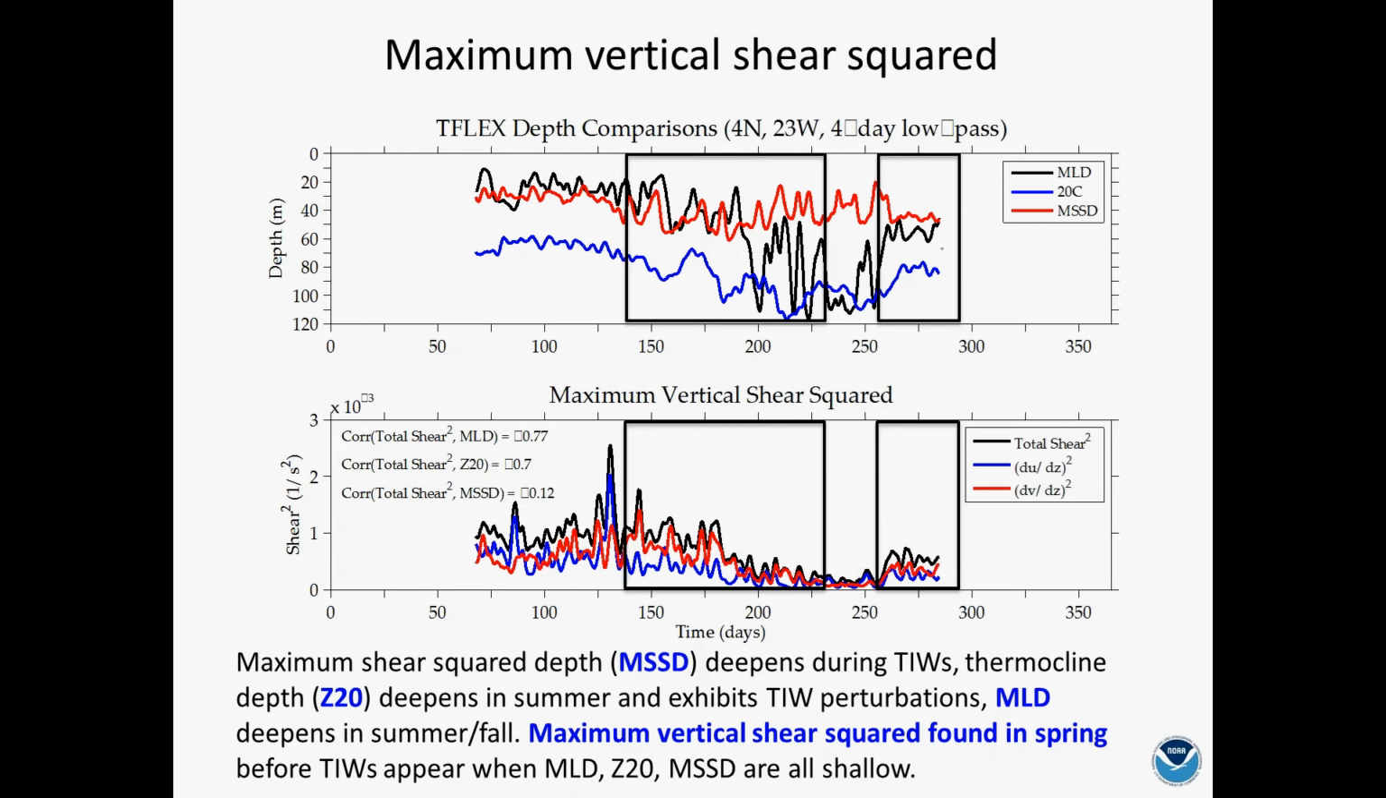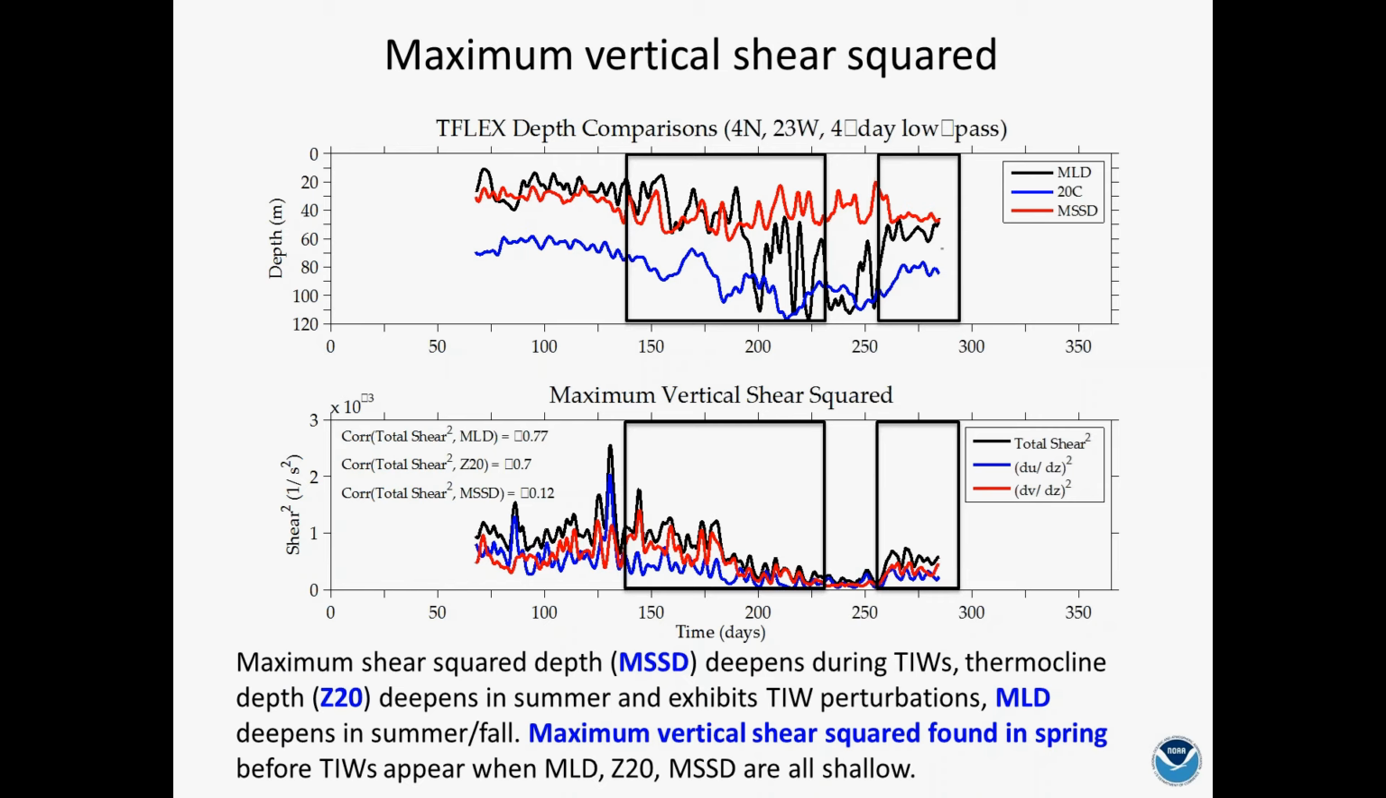thermocline depth. And so you can see that all of them started out shallow and they all deepened, but the timing was different. The red line, which is the shear squared layer, deepened first, then the thermocline deepened in the summer, and then the mixed layer depth deepened later in the summer towards fall. So that's interesting. And in the thermocline, you can see the 20C isotherm, the blue line, is affected by the tropical instability waves. There's undulations in the thermocline depth. Okay, so that's the depth.